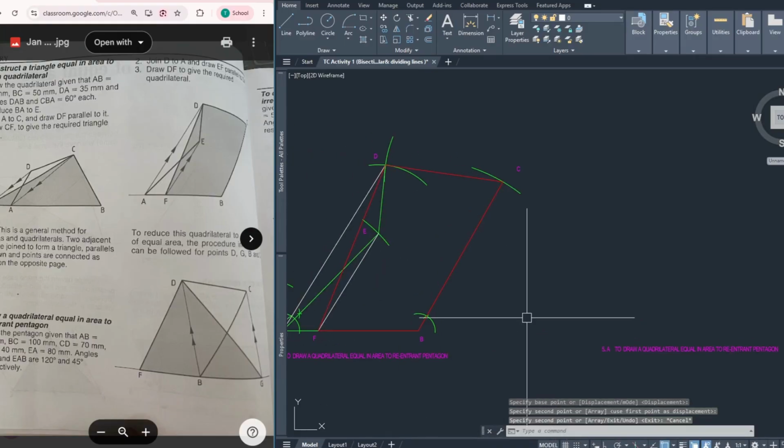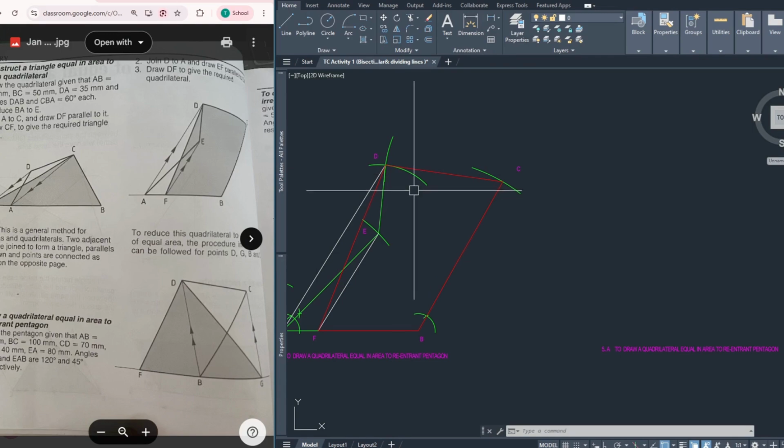quadrilateral to a triangle. So if we were asked to reduce the pentagon or any shape at all to a quadrilateral or to a triangle, we would first have to reduce it one side at a time. So the first thing we did was reduce it from a 5-sided polygon to a 4-sided polygon, then to a 3-sided polygon. All right, so this is the instruction to reduce a quadrilateral equal in area to a triangle.